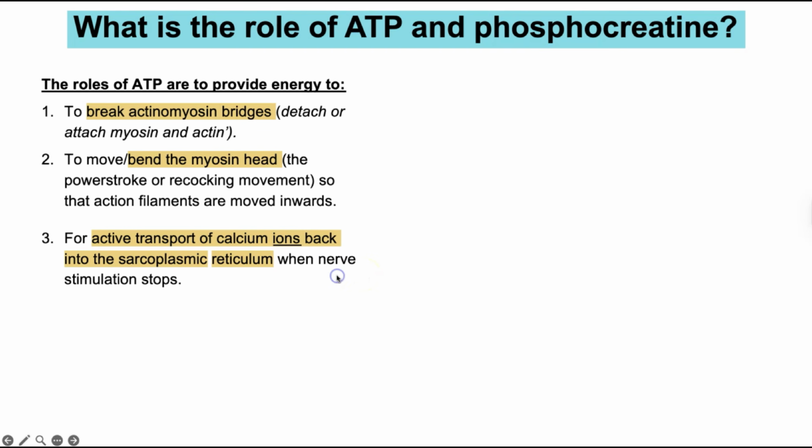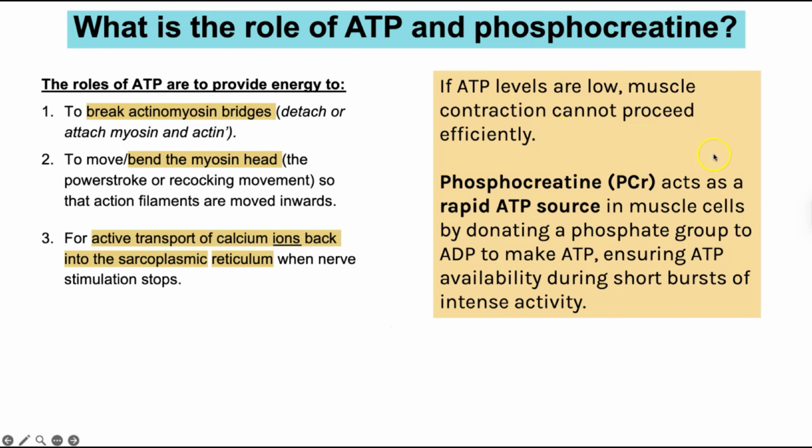What's the role of ATP and phosphocreatine? Here are your standard answers if this came up. So the ATP is hydrolyzed and the energy will then break the actinomyosin bridges, or it's to move or bend the myosin head back to its original state, and for the active transport of those calcium ions. So if ATP levels are low, muscle contraction can't happen effectively.